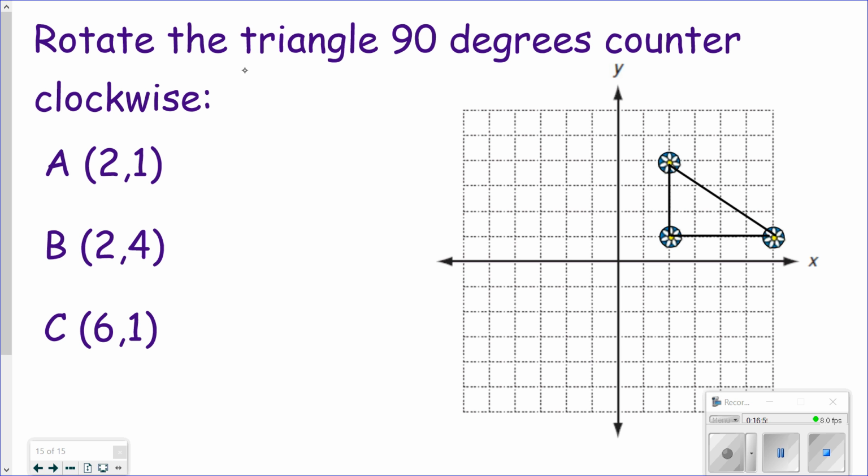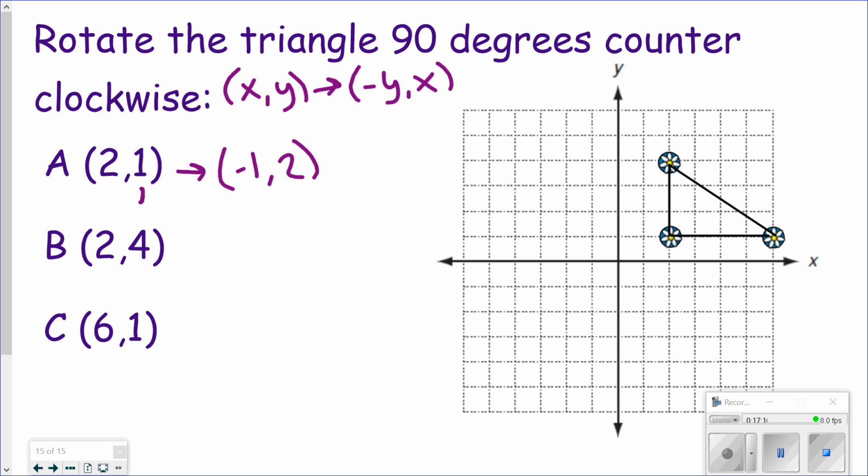So I'm going to write what we do with our coordinates, so x, y. It would be -y, x. All right. So this coordinate here would be -1, 2. So I would negate the y and flip the x and y around. Our new coordinate for B would be -4, 2. So I would negate the y and flip x and y around. And then finally, I would have -1, 6. We would just negate the x value and flip the x and y coordinates around.